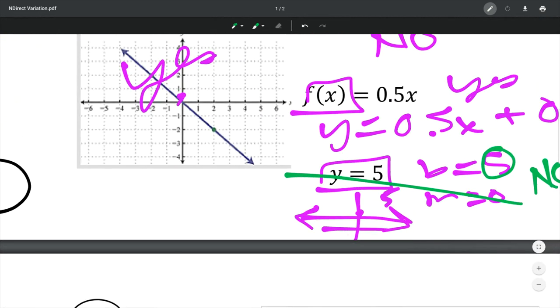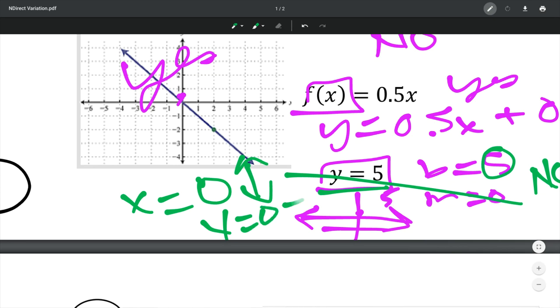Your horizontal lines and any vertical lines will almost never be a direct variation unless it goes through 0. So unless it's x equals 0 as a vertical line going through the origin, or y equals 0 going through the origin, it will not be a direct variation.